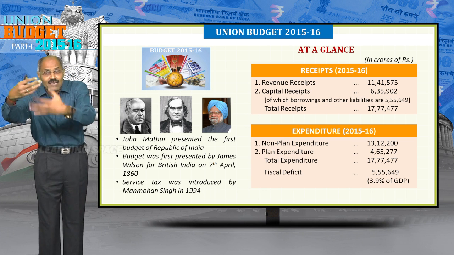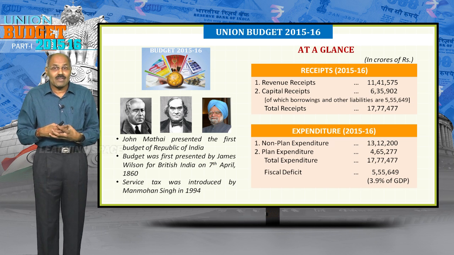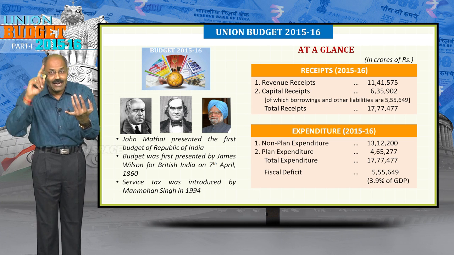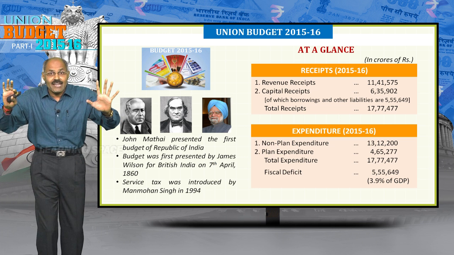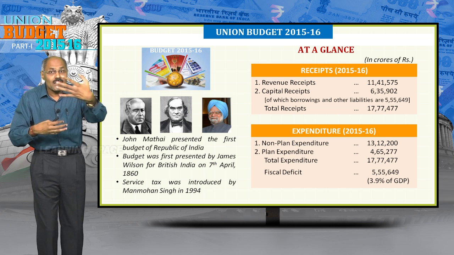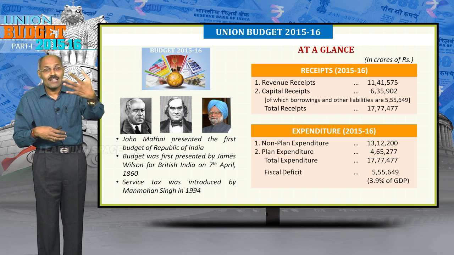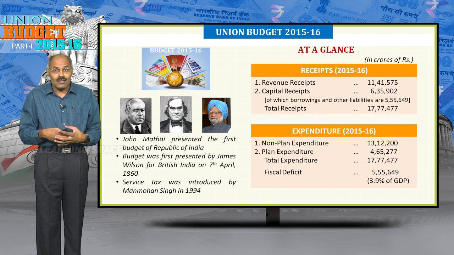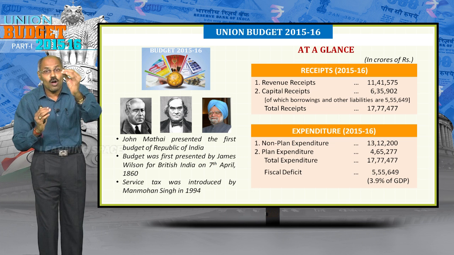Likewise, in the expenditure front, please see the non-plan expenditure is 13 lakh crores. That is for salaries, for subsidies, for paying interest on the debt. All these are not for creation of assets, but plan expenditure is for creation of assets. Plan expenditure is 4,65,000 crores of rupees. Any government should think of reducing non-plan expenditure and increasing plan expenditure so that jobs will be created.